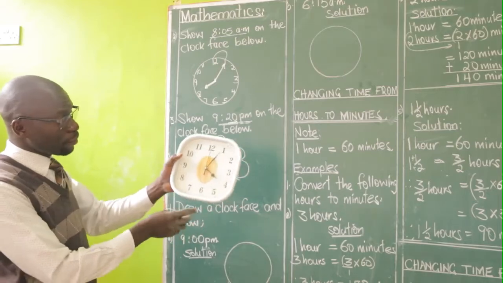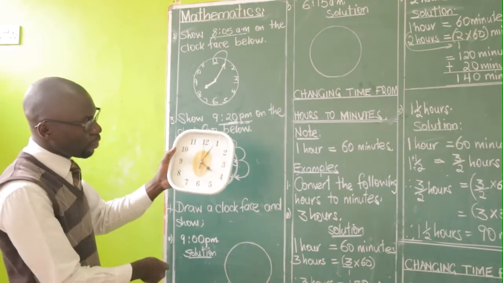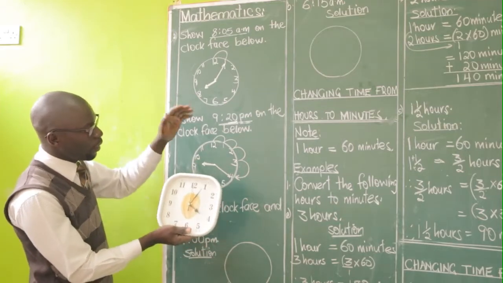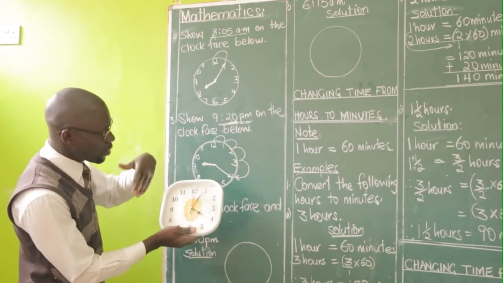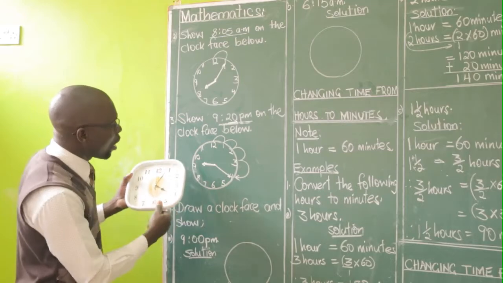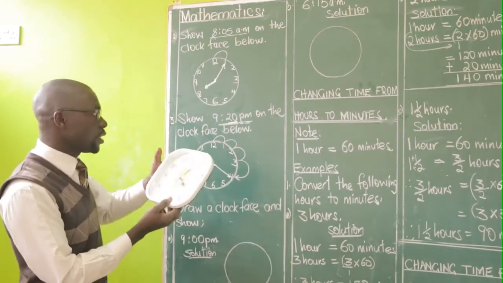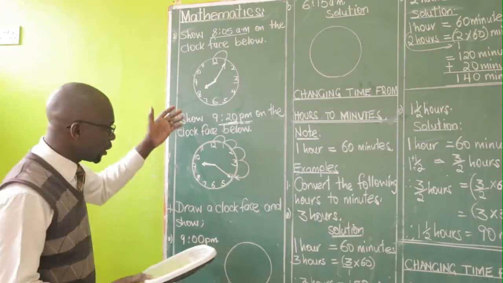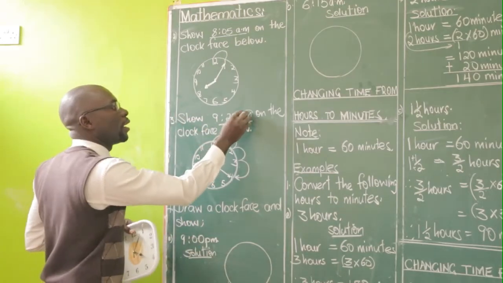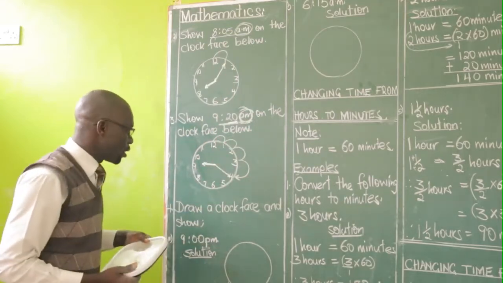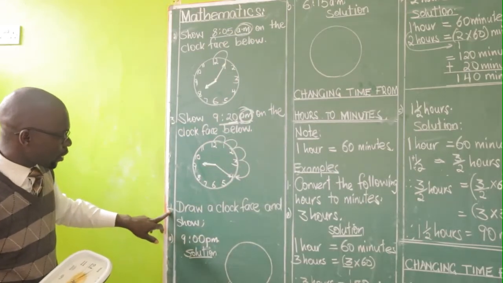But I told you, we don't have AM or PM on the clock face. We only have the numbers and the minutes, and the hands here. We just need to look at this and decide which time of the day it is. Is it daytime, afternoon, evening? And then we use AM or PM. So we have example number 4.